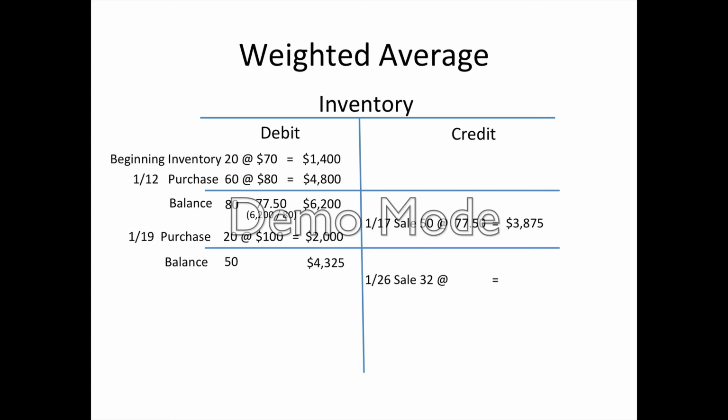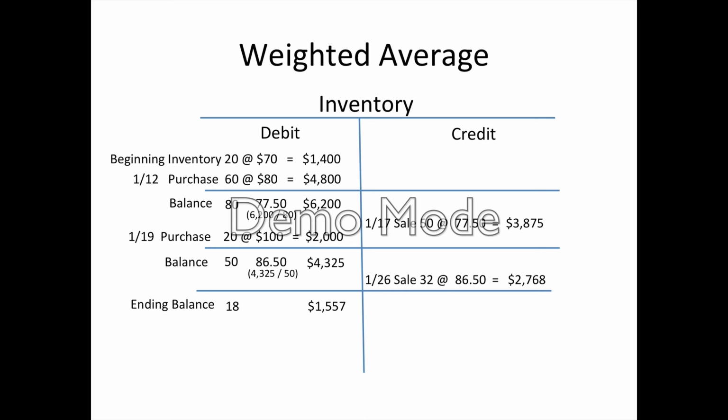Now you are ready to calculate a new weighted average to use in the January 26th sale. Now draw another line to calculate the ending balance for inventory. Add the balance after the January 19th purchase and subtract the January 26th sale for both the units and the total costs.